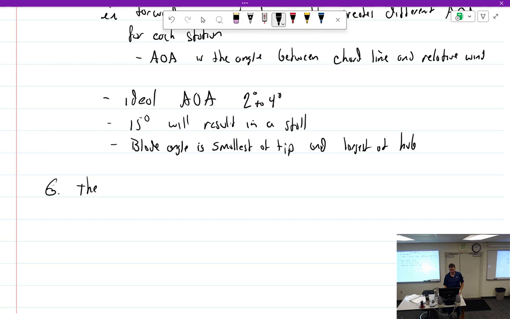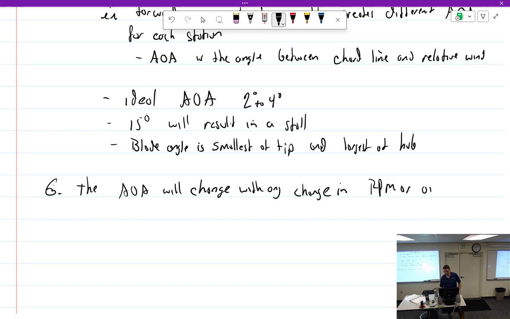That's a 6. The AOA will change with any change in RPM or aircraft speed.